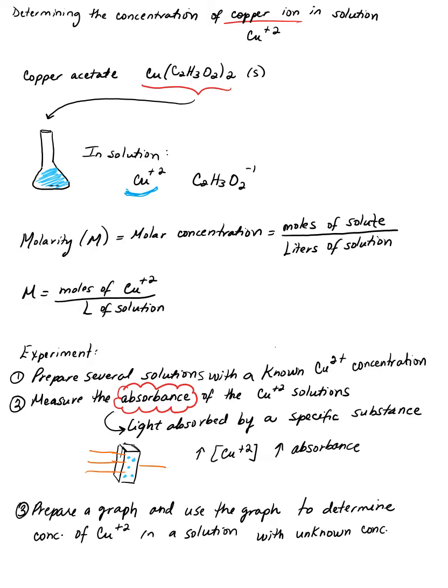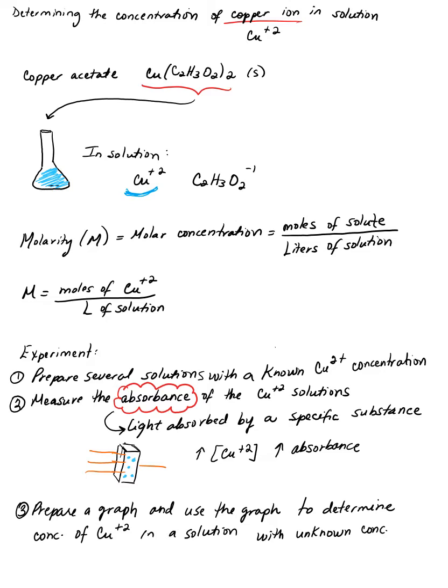The more copper ions you have in solution, the higher the absorbance, because if each ion is absorbing some of the light, the more ions you have, the more absorption you will get. So concentration and absorbance are directly proportional. As the concentration is increasing, so does the absorbance.